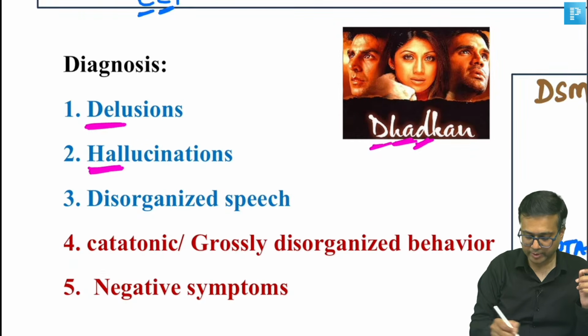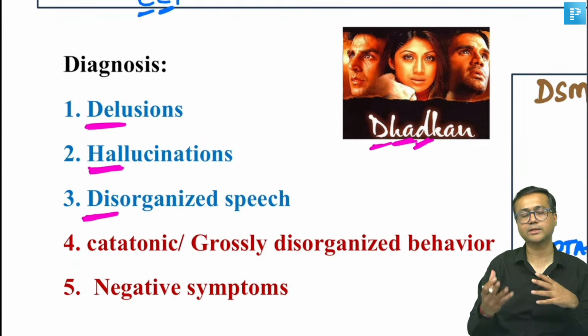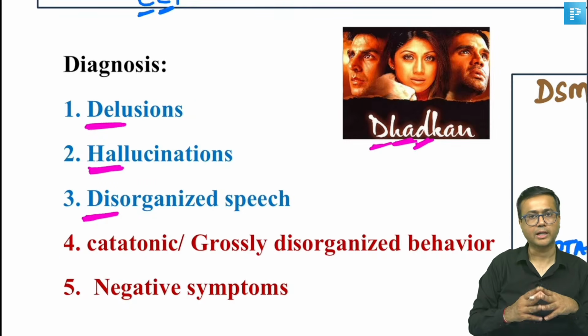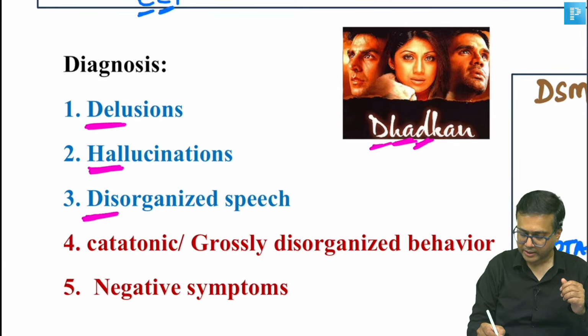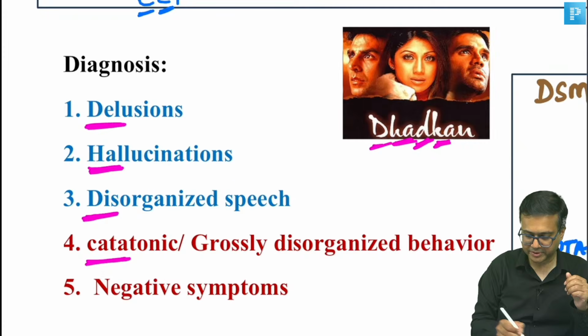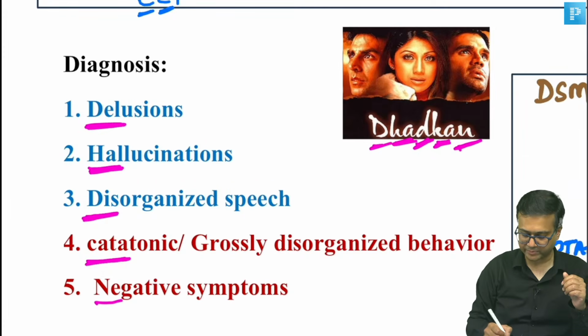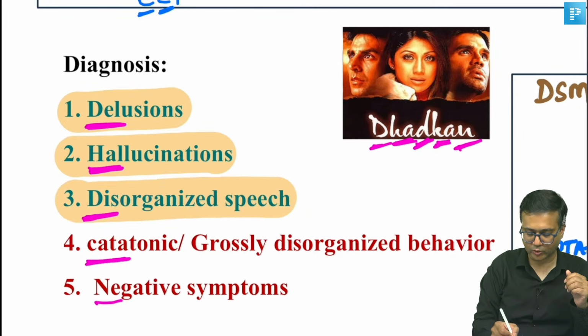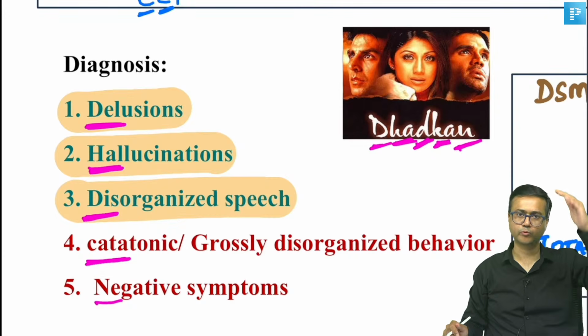D for remember disorganized speech or disorganized thinking, like loosening of association, tangentiality, derailment. K or C you can remember catatonic symptom, and N for remember negative symptom. So these are the 5 symptoms of schizophrenia. Okay, and I have also given you a trick.